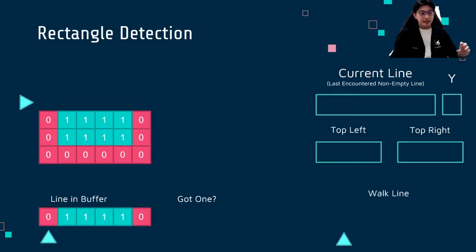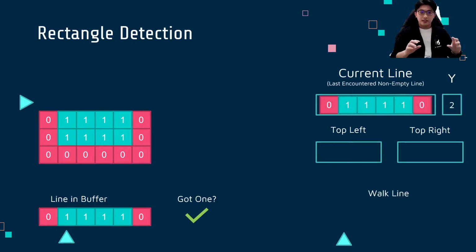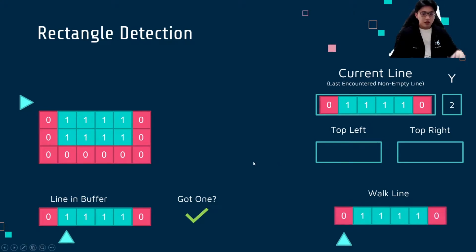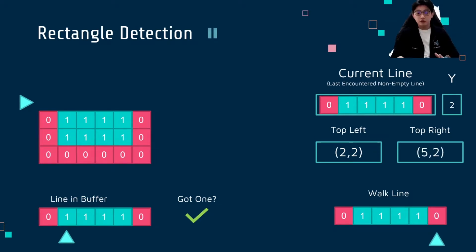Alright, so for the second line, the program determines there's a 1 in this line. In that case, we copy the line into the current line variable, which is a string variable, to hold the record of this line, and we also record the row number of this line. Subsequently, we carry out the walk line function to determine the top left and top right coordinates of the rectangle. If we are reading from 0 into 1, we encounter the top left of the rectangle. And if we are reading from 1 into 0, we reach the top right of the rectangle.